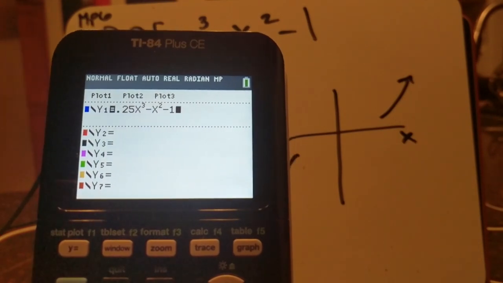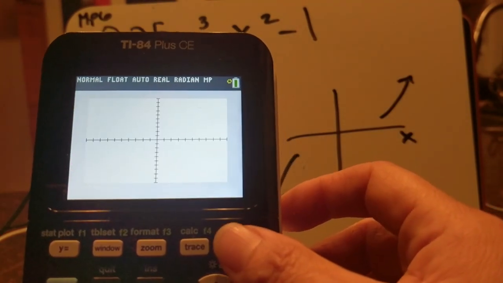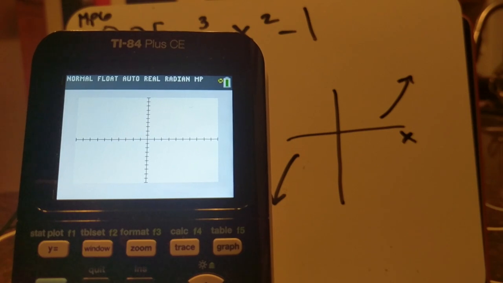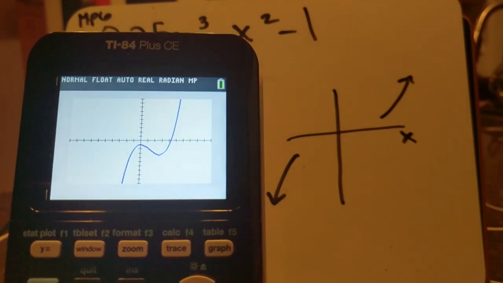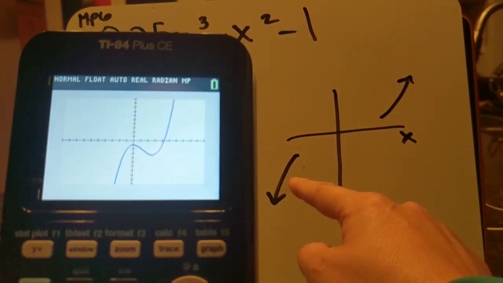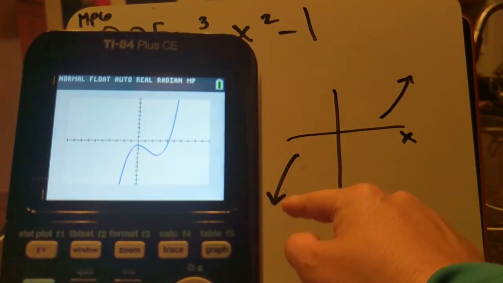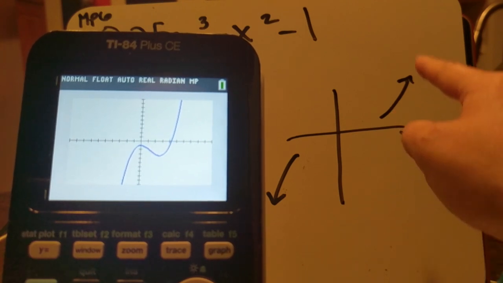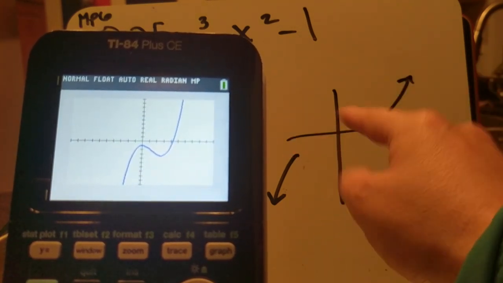Okay, I plugged it into my calculator. I'm going to press graph. And that's what it looks like. So, notice my sketch. On the left, it went down, approached negative infinity. On the right, it went up, and we're going to work on what it looks like in between.